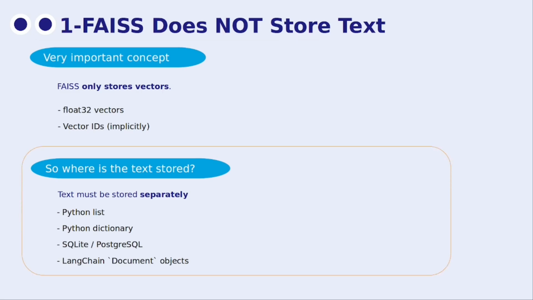So where is the text stored? Very important question. The text is stored outside FAISS. For example, in a Python list, a Python dictionary, a database like SQLite or PostgreSQL, or LangChain document objects. FAISS answers only one question: which vectors are closest to this vector? You answer the second question: which text belongs to those vectors?